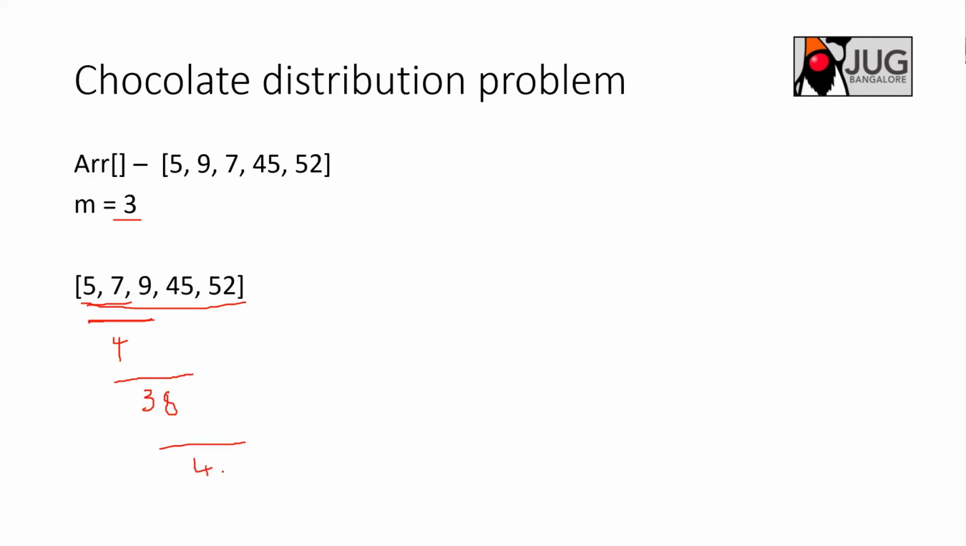And now you see which is the lowest one. So this window gave you 4, this window gave you 38, and this window gave you 43, which is nothing but 9 to 52. So the lowest is 4. So you can select this as a window and return this as a subarray, which is what you want to distribute, right? 5, 7, 9. So this is okay. I think I had this. Okay, so historically, you can get a better understanding.